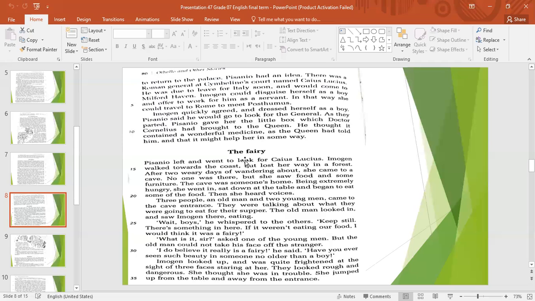Iachimo came to Imogen and deceived her and took her bracelet by deceit, and then told lies to her husband, Posthumus, about the unfaithfulness of his wife. Similarly, he created a gap between the wife and husband, and made a gap in the love of this couple.